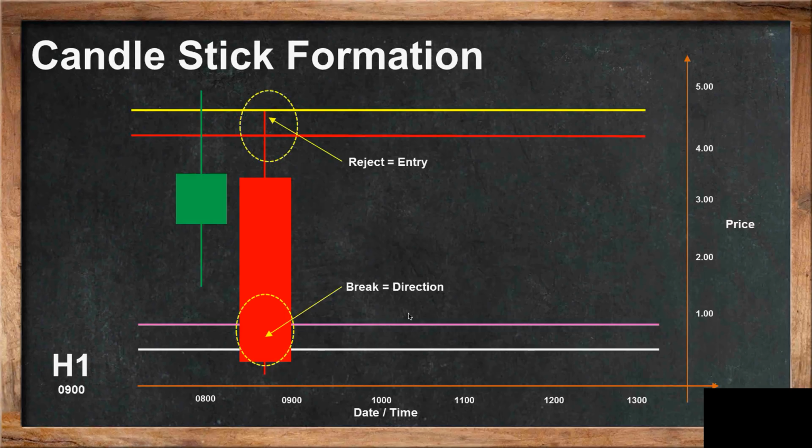So when the candle breaks, it goes through the moving average or any lines in BBMA, and it closes below it or above it. So that's a candle break. Whenever you have a candle break, that's giving you a direction.